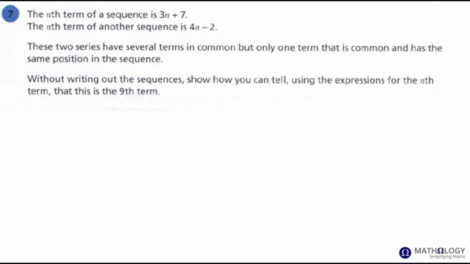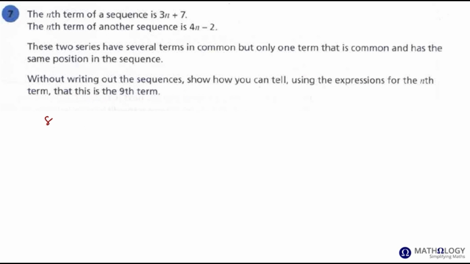Okay, question 7. The nth term of a sequence is 3n plus 7. The nth term of another sequence is 4n minus 2. These two series have several terms in common, but only one term that is common and has the same position in the sequence. Without writing out the sequences, show how you can tell using the expressions for the nth term that this is the ninth term.